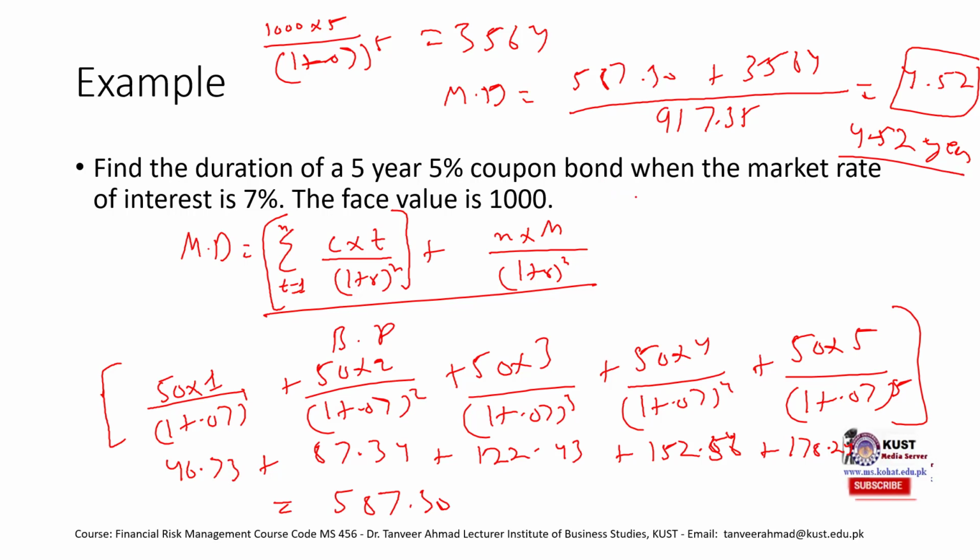So what this means is, let's say there is a bond whose Macaulay duration is 5, and then there is a bond whose Macaulay duration is, let's just say, 4.52. Which bond is riskier? The bond with the higher Macaulay duration. This one would be riskier as compared to this bond.